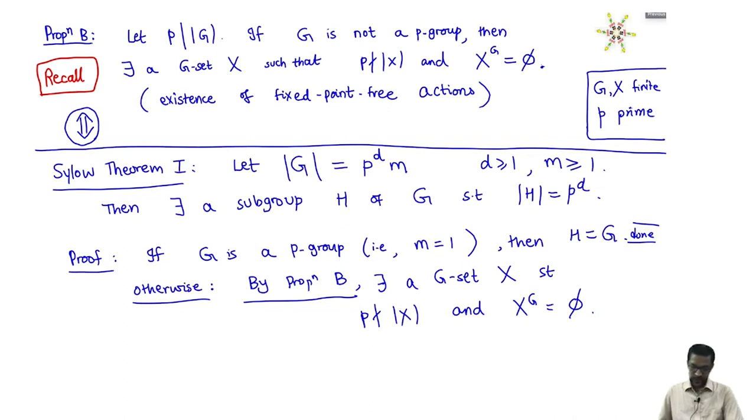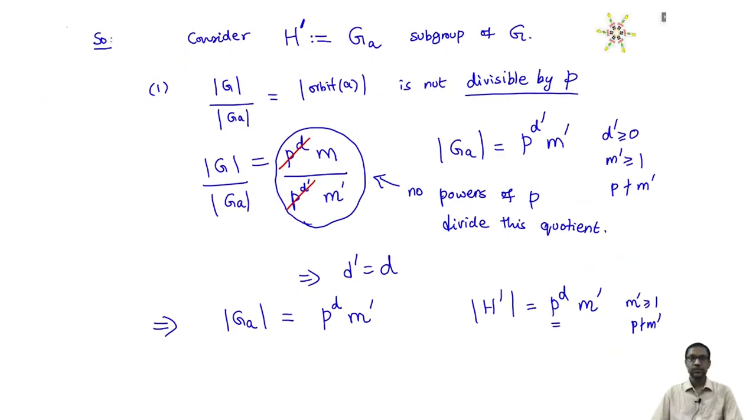Here's a statement. It says that I can find a subgroup H of G whose cardinality is just P to the D, just that maximum power P to the D. By the way, such a subgroup H is called a Sylow subgroup, or a P Sylow subgroup. What we have manufactured now is something which is almost a P Sylow subgroup. Its cardinality has the same maximum power of P, it's still P to the D, but there is some additional factor M dash here, which could be one or more. If M dash is 1, then we are done. So we are almost there.